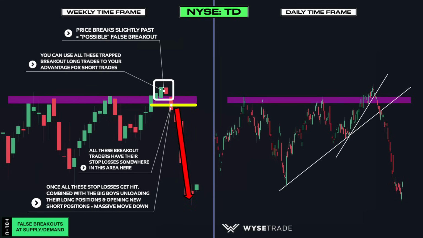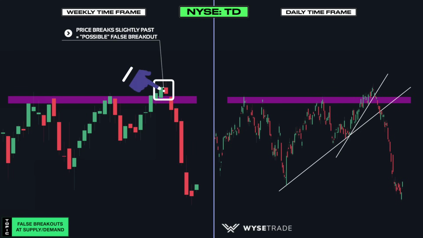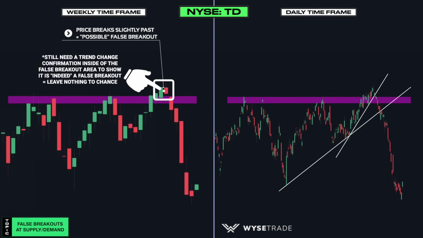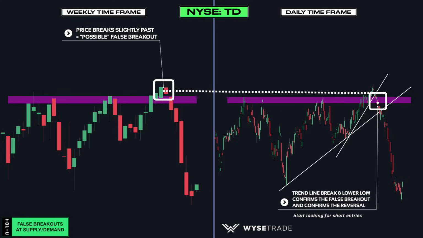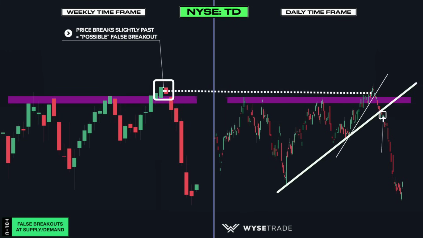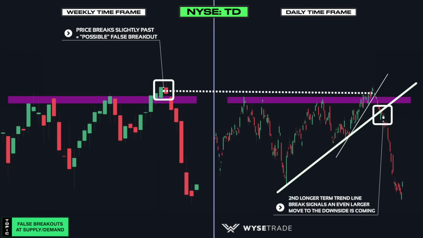Now, even though you know all of this, you still need a trend change confirmation inside of this area to confirm that this was indeed a false breakout. Don't leave anything to chance. When you look inside of this area, on the lower daily time frame on the right, you had a trendline break and lower low, which confirms the false breakout from the higher time frame and confirms the reversal, and is when you would take short entries through the even lower intraday timeframes. To take it even further, once the second longer term trendline breaks, this signals an even larger move is coming to the downside. So let's show this again.